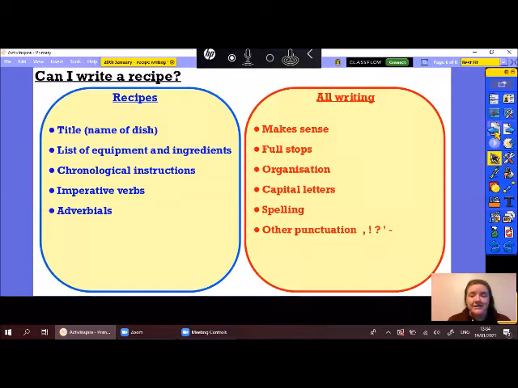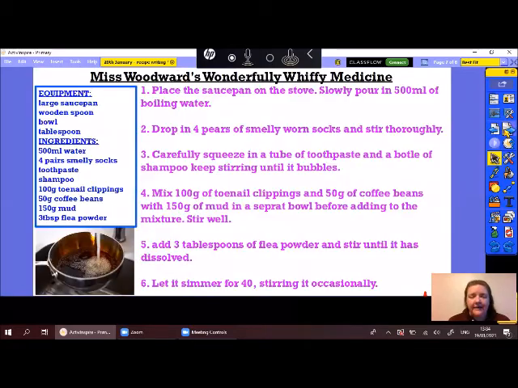Okay, the next thing to look for is adverbials. Remember, that's when, how, or where to do things. Have a look through your writing while I have a look through mine. On the stove, slowly, that's a how. Carefully, that's a how. Until it bubbles, that's a when.